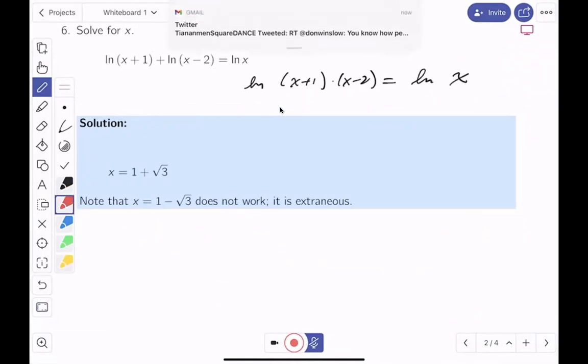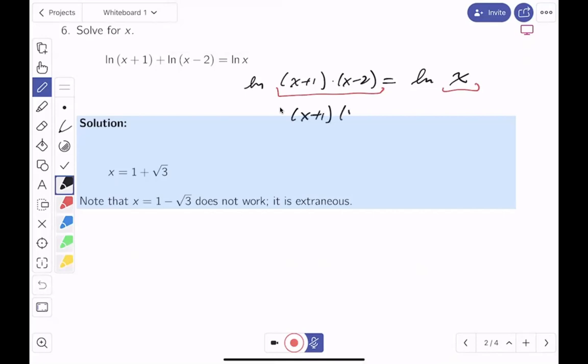So what do I now know? I know that these arguments must be the same. All right, let's take a look at that. And that means x plus 1 times x minus 2 must equal x. Well, let's keep working through it. What do you get? x squared, let's see, minus 2x plus x is minus x, minus 2 equals x. It's quadratic, clearly. x squared minus 2x minus 2 equals 0.